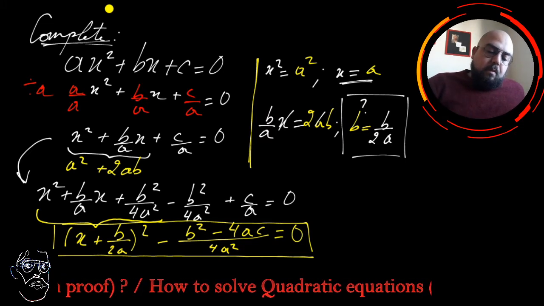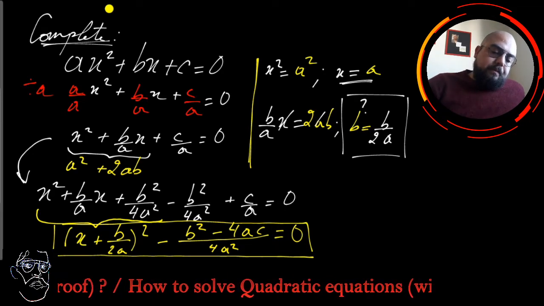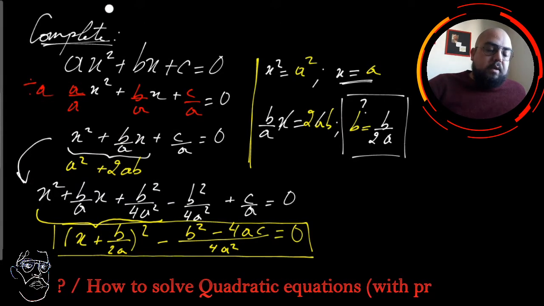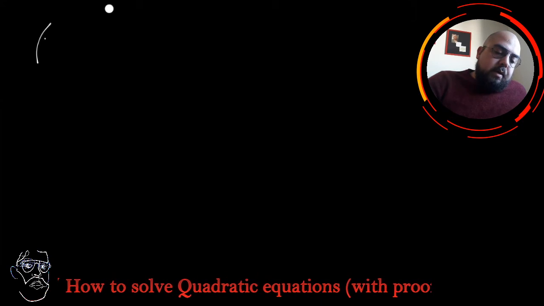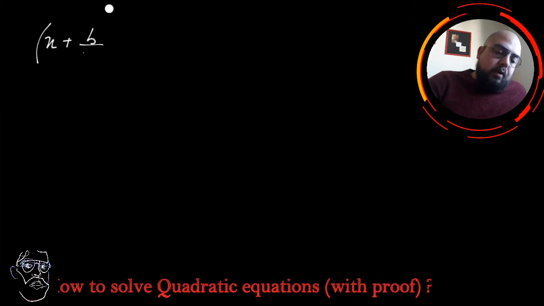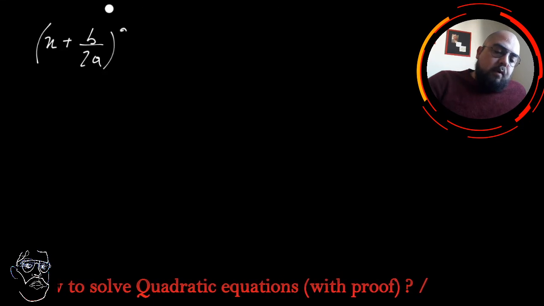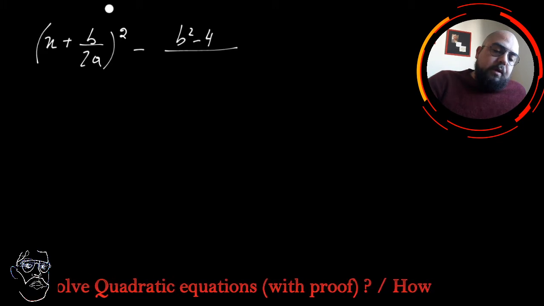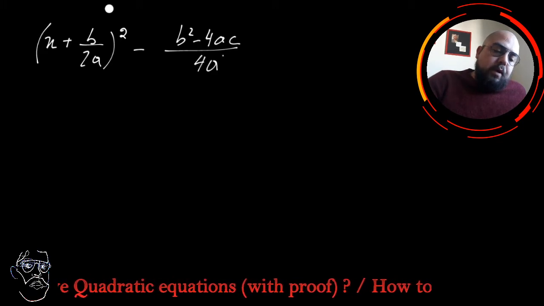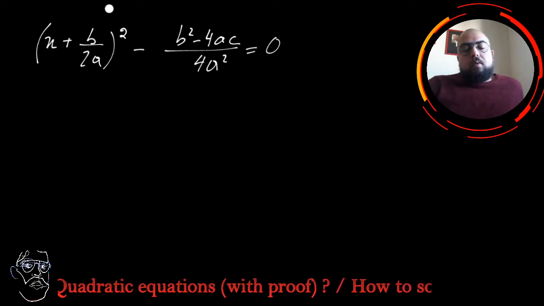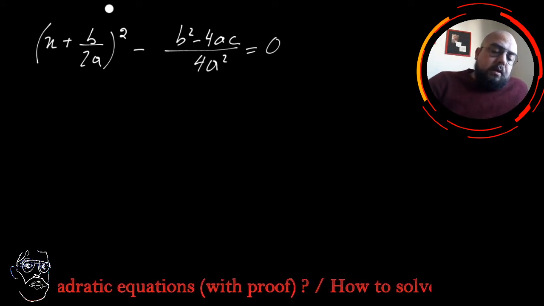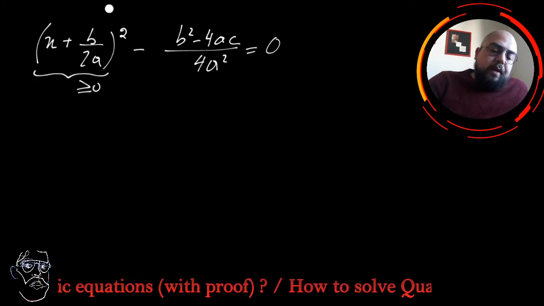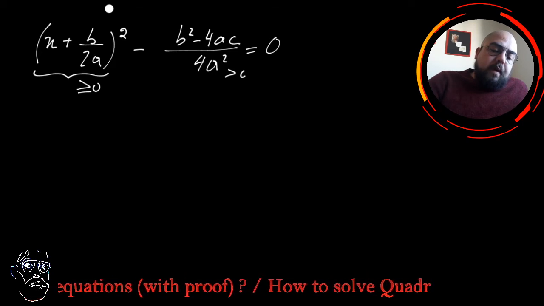So I'm going to take this equation, write it down again, and we're going to discuss the existence or non-existence of roots. The equation is (x + b/2a)² − (b² − 4ac)/4a² = 0. As you can see, the first part is a perfect square. It could be positive or 0. 4a² is a positive value.